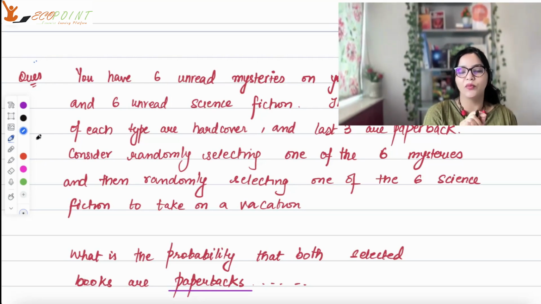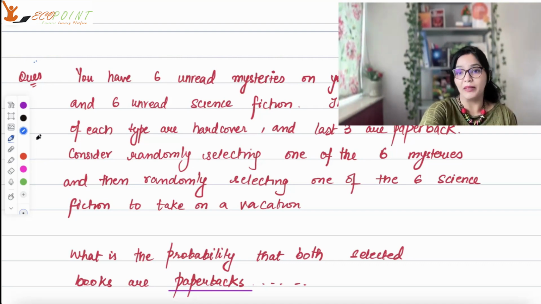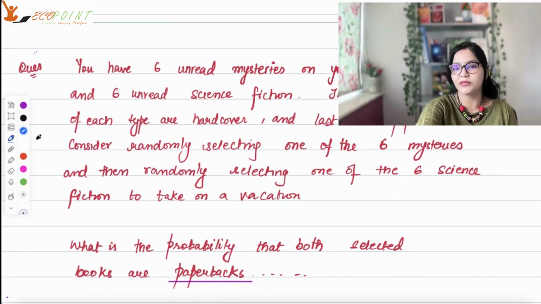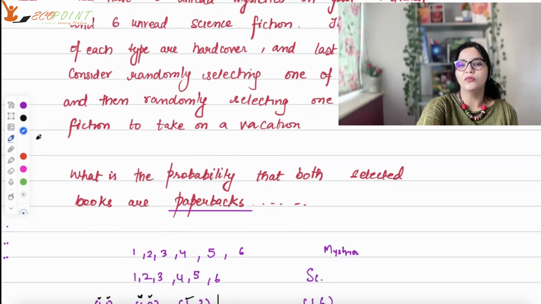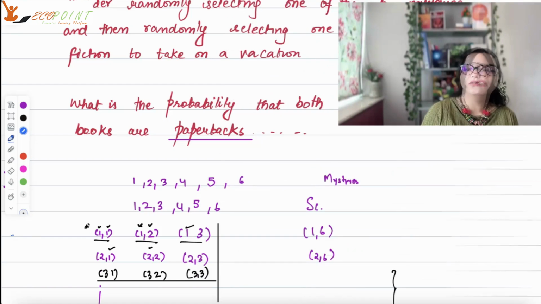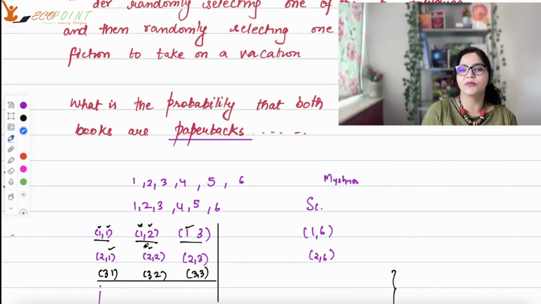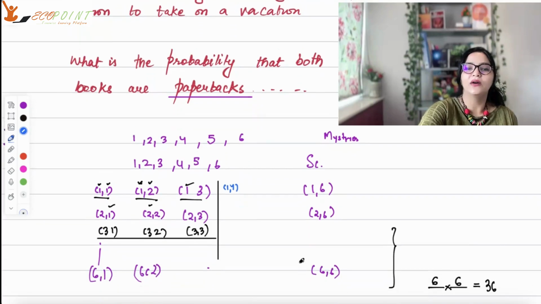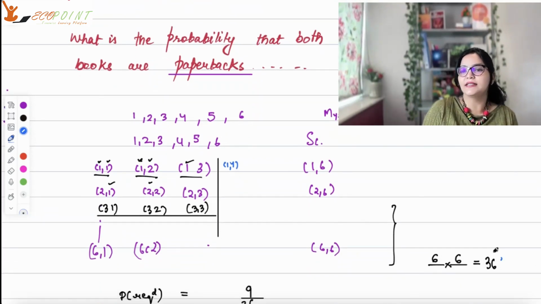Now, what are we saying? We want the probability that both selected books are paperbacks. It could be science or mysteries, but paperbacks. So 1, 2, 3, 4, 5, 6 mysteries are there. Say 1, 2, 3, 4, 5, 6 science fiction are there. So for the combination of mysteries and science, what you can have here is like just two dice basically, 1 to 6. So 1,1, 1,2, 1,3, 1,4, 1,5, 1,6, 2,1, 2,2, 2,3, so on and so forth. Similarly, 3,1, 3,2, 3,3. Now, you can have 36 total outcomes because there are 6 mysteries and 6 science fiction.